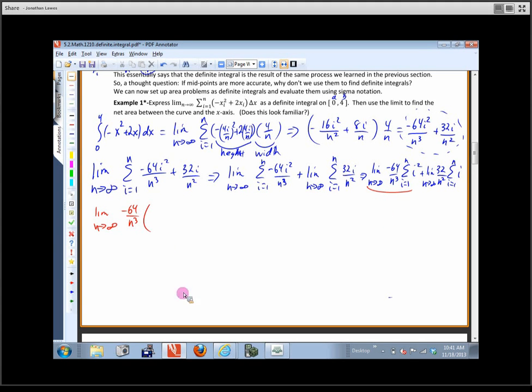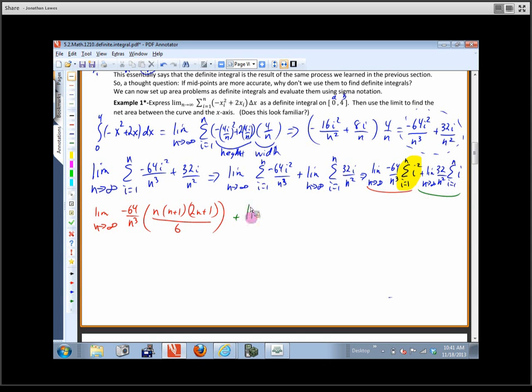Correct me if I'm wrong, but this sum right here is (n plus 1)(2n plus 1) all over 6, isn't it? That's right. With me there? Okay. Now I'm going to change to green. I'm going to do this one in green.